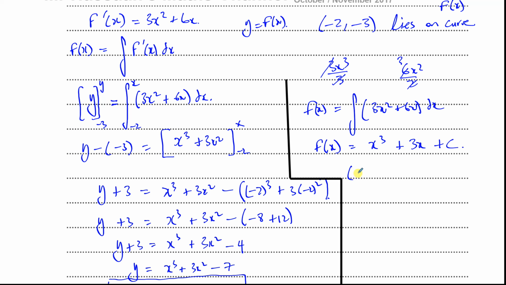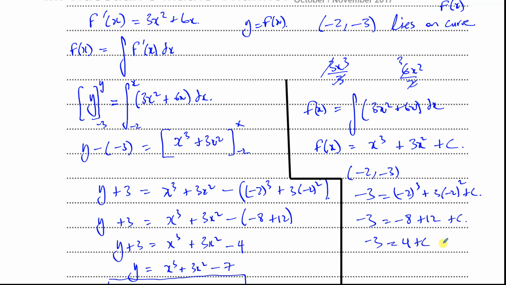And we know that it goes through the point -2, -3. So we can say when y is -3, x is -2. That should be 3x squared, sorry. Okay, plus c. That's x cubed plus 3x squared plus c. So you have -3 equals -8 plus 12 plus c. So you have -3 is equal to 4 plus c. Therefore, c is equal to -7.